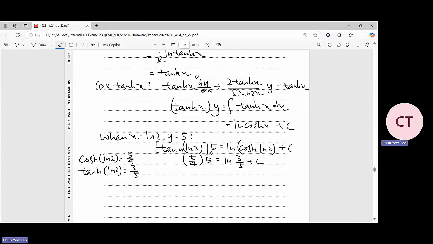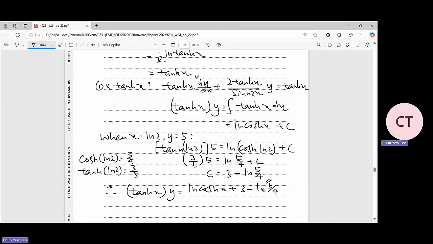Sorry, I made a mistake. This one is 3 over 5. This one is 3 over 5. This one is 5 over 4. So you get the c as 3 minus ln 5 over 4. Okay, that is c. So therefore, the answer here will be tan x times y is equal to ln cos x plus 3 minus ln 5 over 4. You can leave the answer like this.